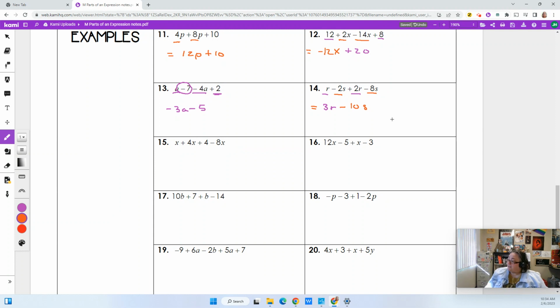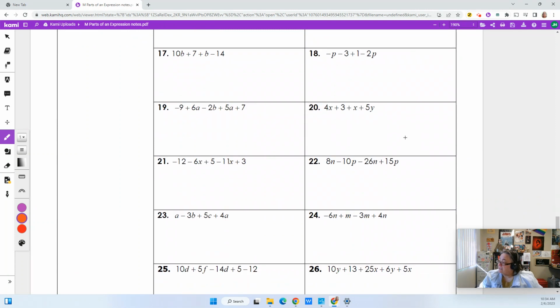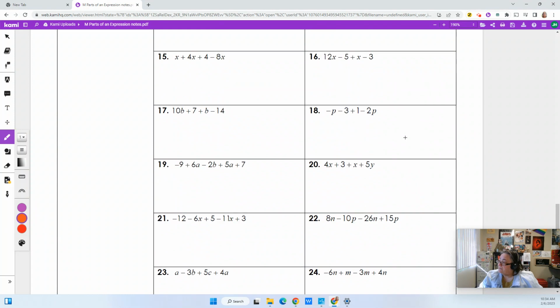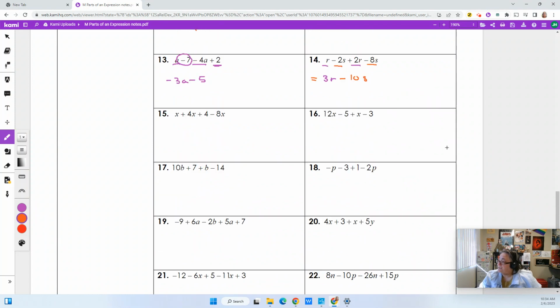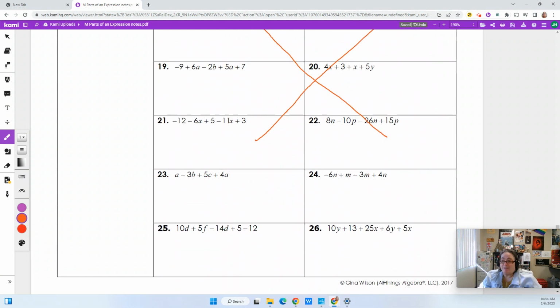I'm trying to see if anything gets harder as we move down this sheet, because there's no reason to do all of them if they don't give us something crazy at the end. I'm looking and I'm looking. Let's skip these right here, and we'll move down to the harder ones at the bottom. None of them get all that hard at the bottom, but let's do 25 and 26, and then we'll call it quits. Okay?